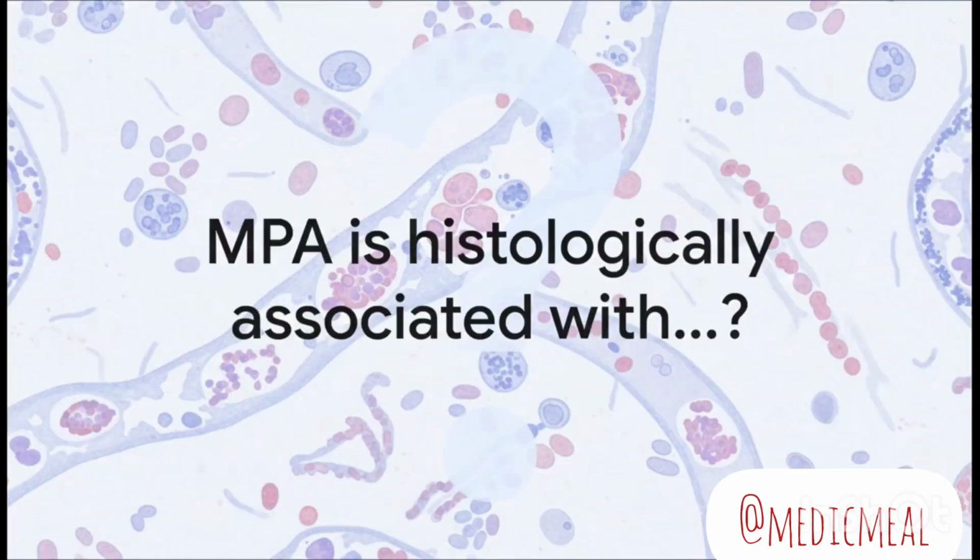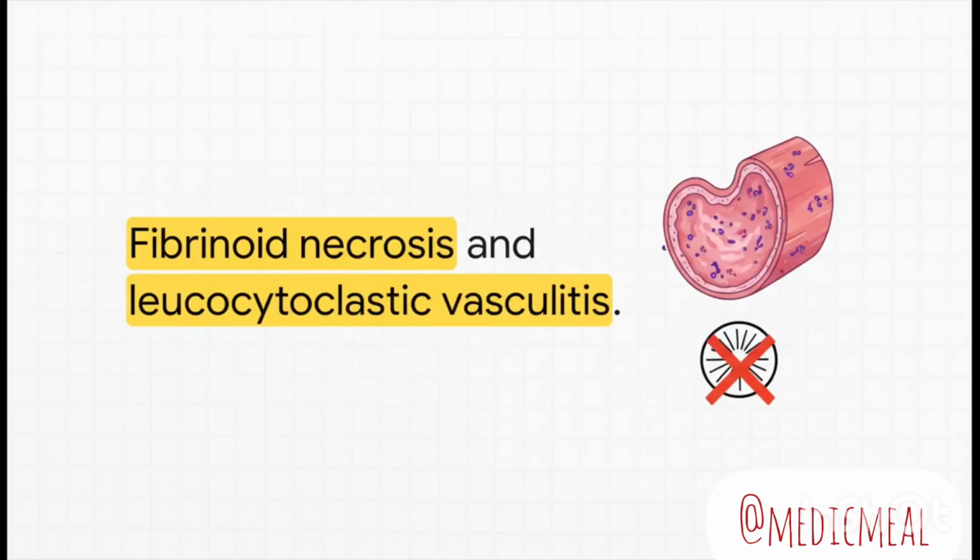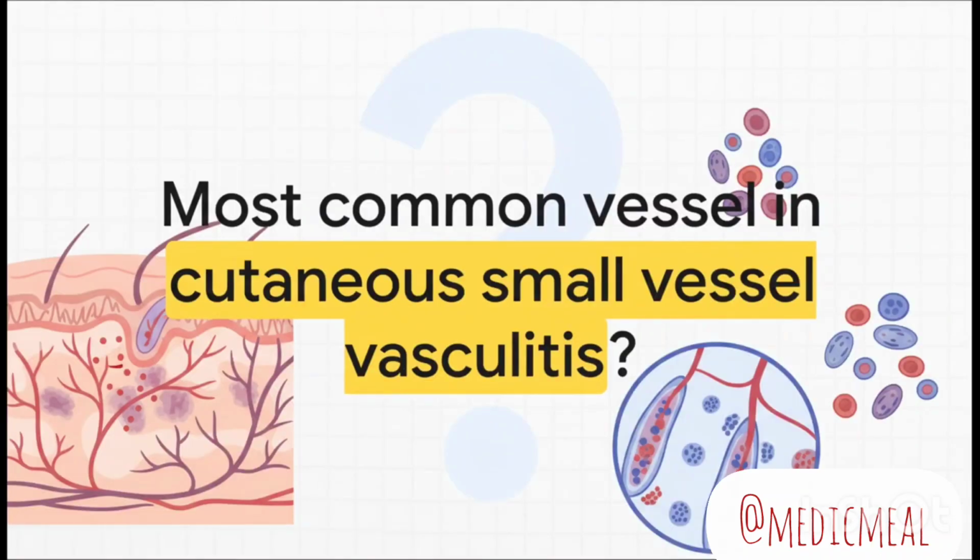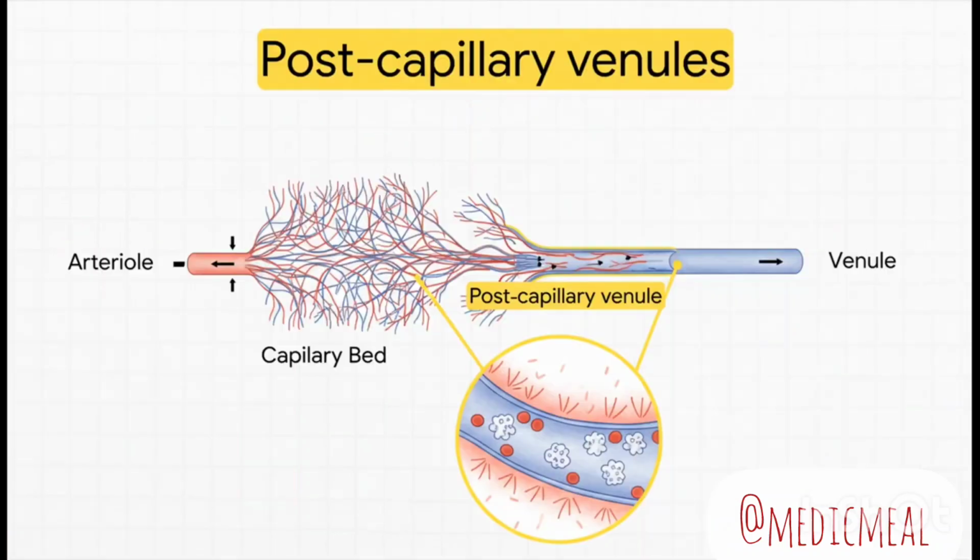Okay, what about microscopic polyangiitis? What are the key things we would expect to see under the microscope? For MPA, you're looking for fibrinoid necrosis and a leukocytoclastic vasculitis, but, and this is key, without the granulomas you'd see in GPA. All right, let's get specific. When we see these rashes, this purpura on the skin, what exact type of blood vessel is most commonly inflamed? The answer is the postcapillary venules. That's where the inflammation is typically centered.